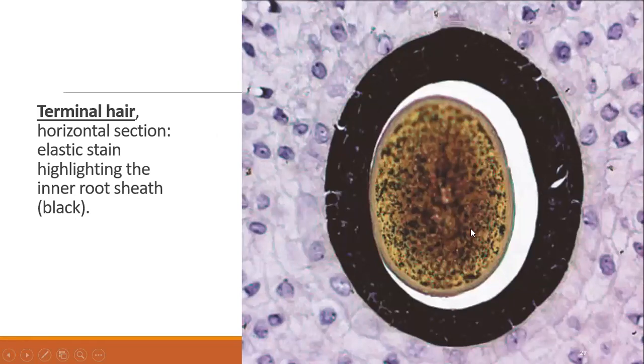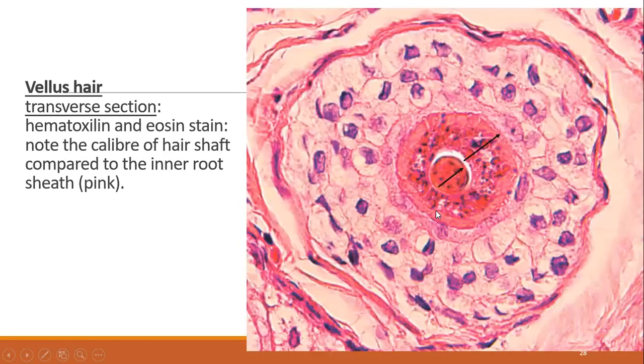Again, we have done here the elastin stain, which highlights the inner root sheath, and the diameter is less than the diameter of the hair shaft. Now, this is a cross-section of a vellus hair. You can see this inner root sheath is thicker than the vellus hair.